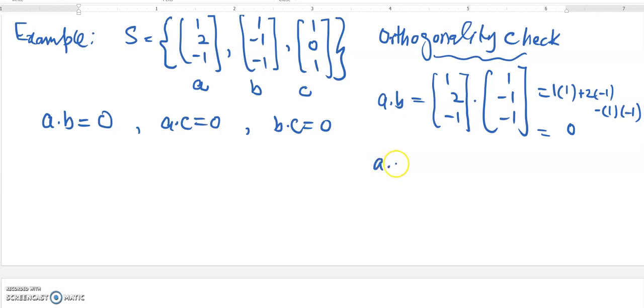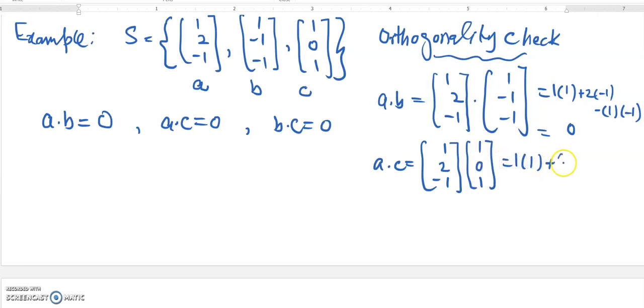What is A dot C? A dot C is 1, 2, minus 1, and C is 1, 0, 1. So it is 1 into 1 plus 2 into 0 and plus minus 1 into 1. I will continue it in the next video clip.